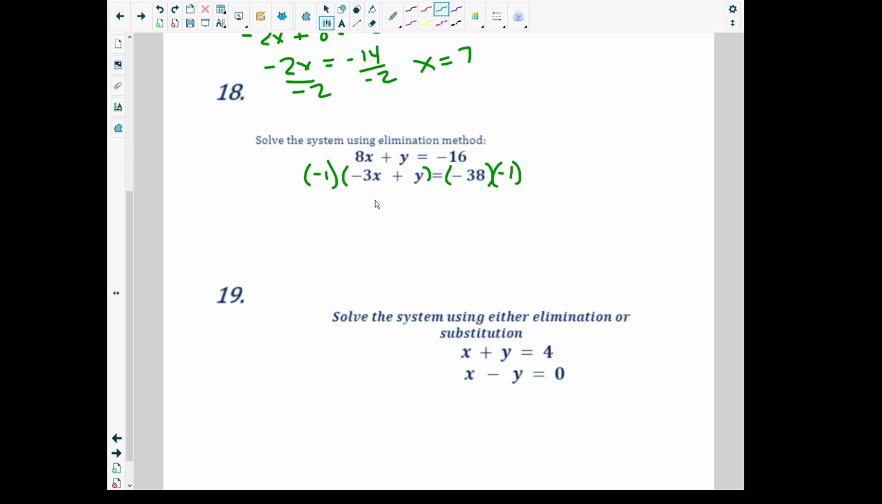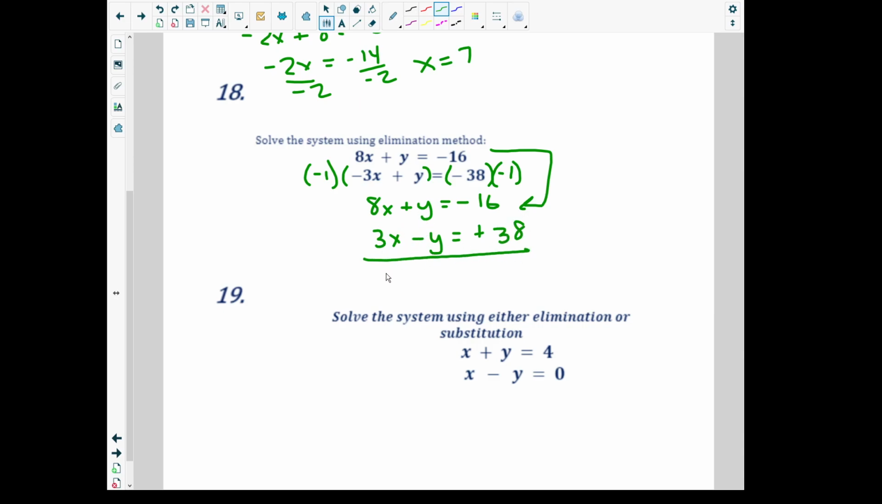Now, notice I'm going to keep myself neat. I'm going to rewrite the original. So this is not the answer to that. This is the original. So I took the original equation here. And now I'm going to distribute to get the second equation. So negative times negative is positive: 3x minus y equals positive 38. And that's really important because now my y's are opposite.